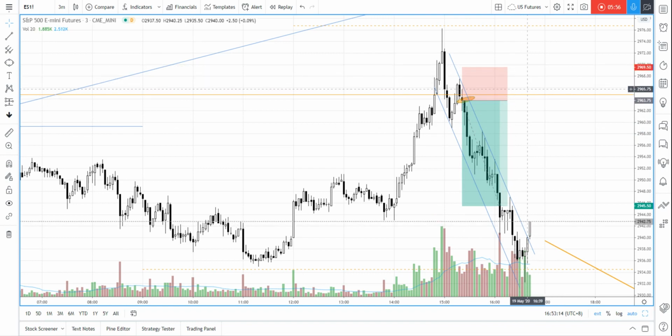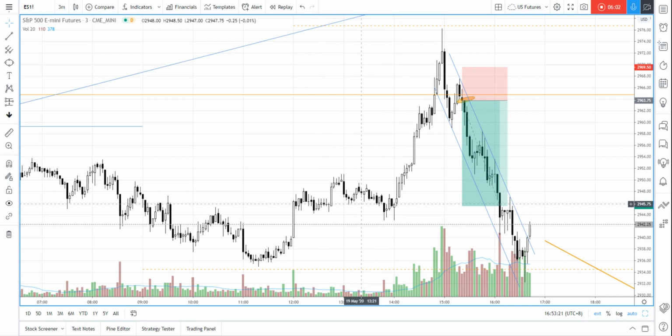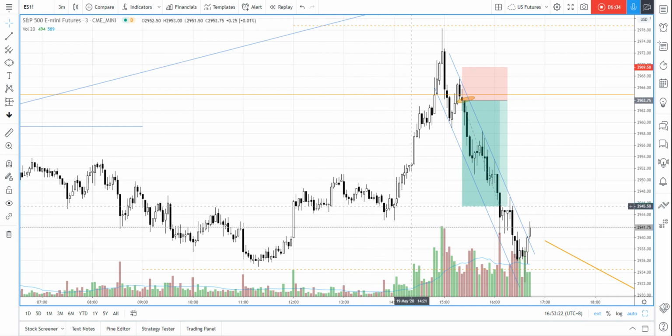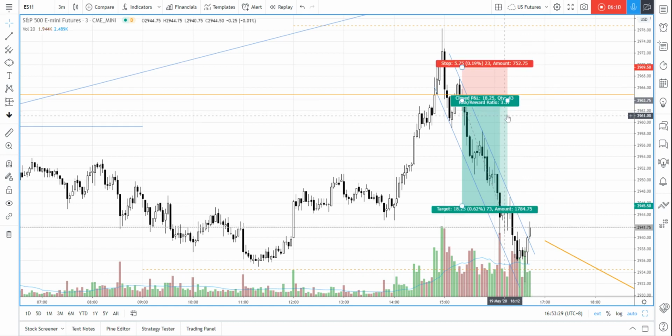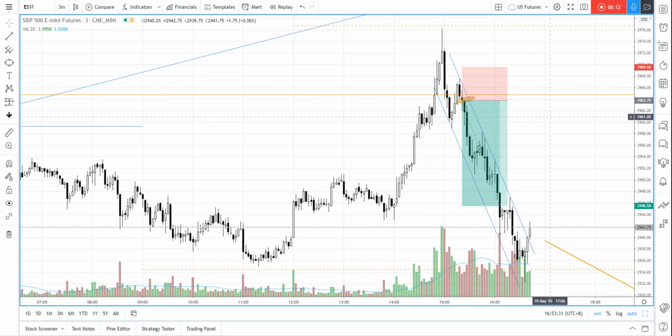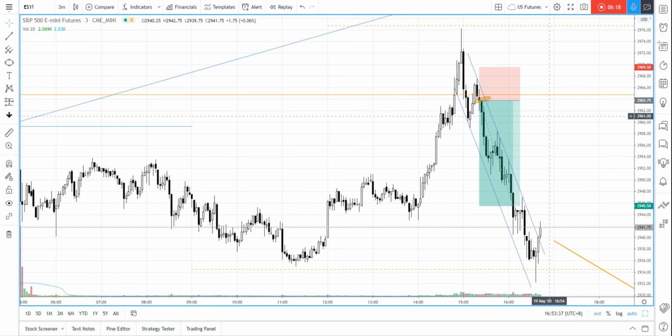I just rode it down to this localized support area at 2945, and I closed it. So I would say that it was a quick trade and quite a nice reward to risk, around 3. So that was a quick trade and also a quick trade review for me, just initiated during the London session.